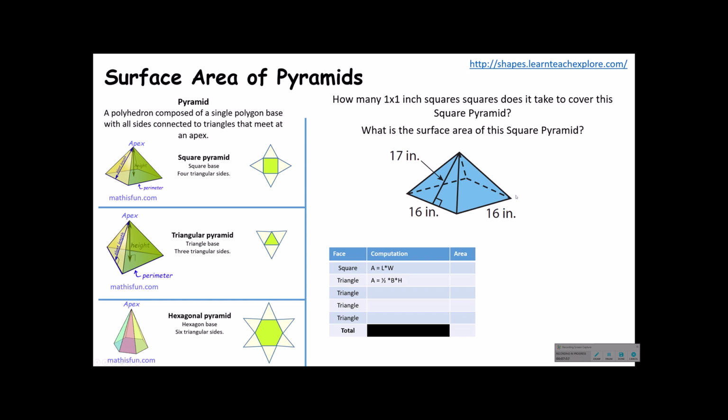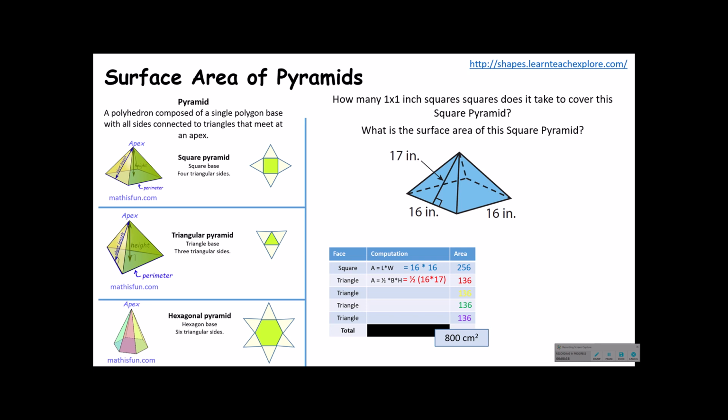I can see it's a 16 by 16, so it has an area of 256. We remember that the formula for the area of a triangle is 1/2 base times height. The base of my triangle is 16. The height of my triangle is 17. Remember, that's the height of the triangle, not the height of the pyramid. I plug in those values, and you get an area of 136. Fortunately for us, these are all going to be the same size triangles. So I can just duplicate that value without having to write anything else. And I add them all up and get 800.